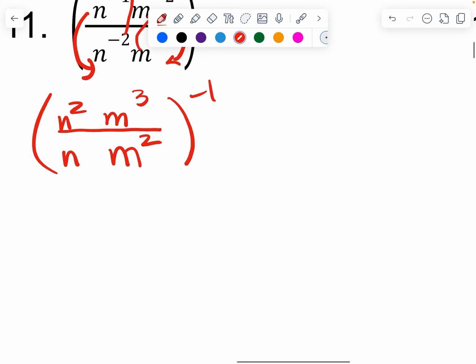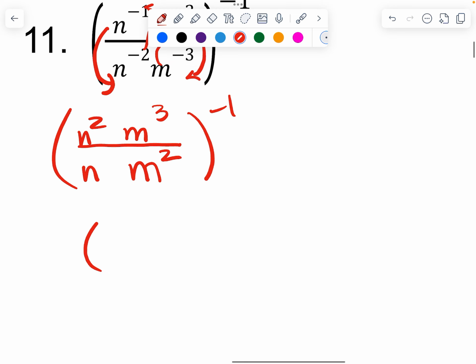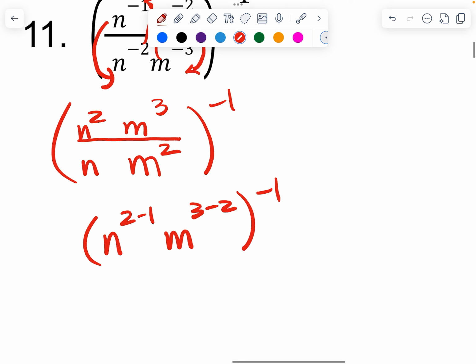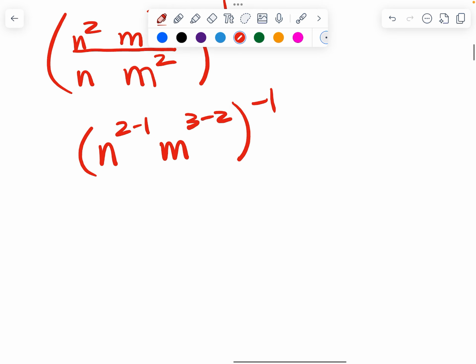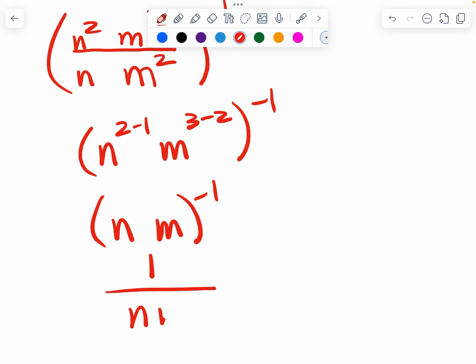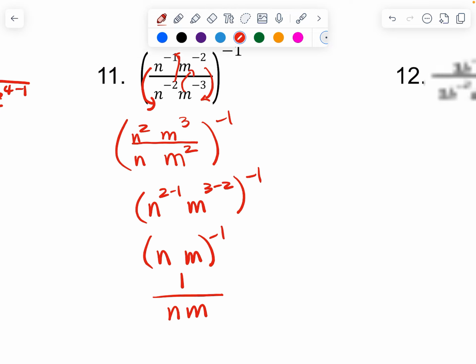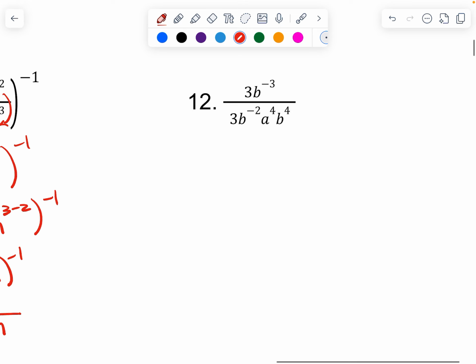Okay, so I'm going to simplify this. I get n to the 2 minus 1, m to the 3 minus 2, raised to the negative 1. So I get n to the first, m to the first, to the negative 1. So that's going to get me 1 over nm. There, that time it let me do it.